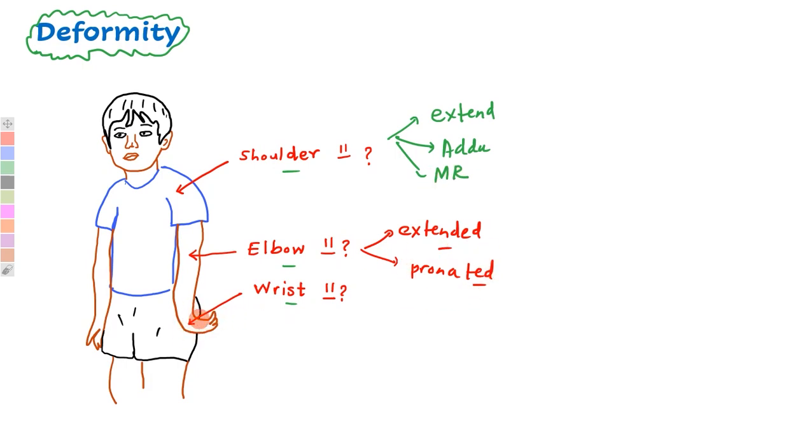The extension action of the wrist is impaired, so the unopposed action of the flexors will flex the wrist. So you can see an extended, adducted and medially rotated shoulder, extended and pronated elbow and a flexed wrist in an Erb's palsy patient. So this is the deformity that you can see in a patient who is having Erb's palsy. We call this deformity the waiter's tip hand because it looks like a tip hand. So we call this deformity waiter's tip hand.